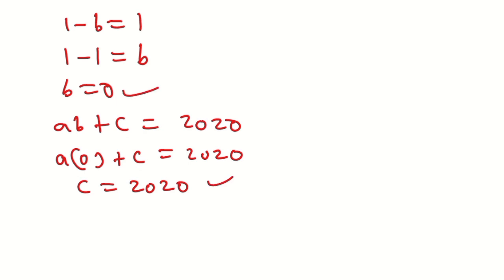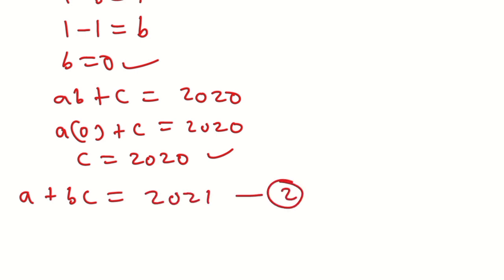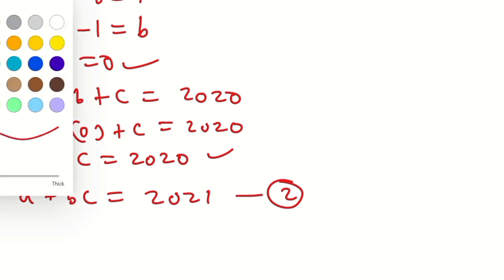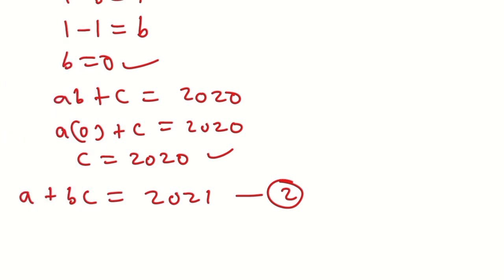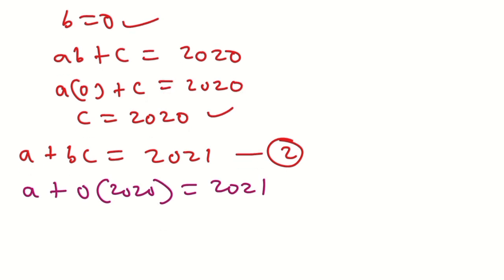So we've gotten the value of c, we have b. What about a? We can get a from equation 2. I will not want to go back because of the back and forth, but we know that equation 2 is a plus bc is equal to what? 2021. This is equation 2. Okay. Now we have b and c, so let's plug them into this equation. a we don't know. b is 0, and c is 2020. So it also means that a, because 0 times 2020 was 0, so a is equal to 2021. So we have gotten the values of a, b, and c.